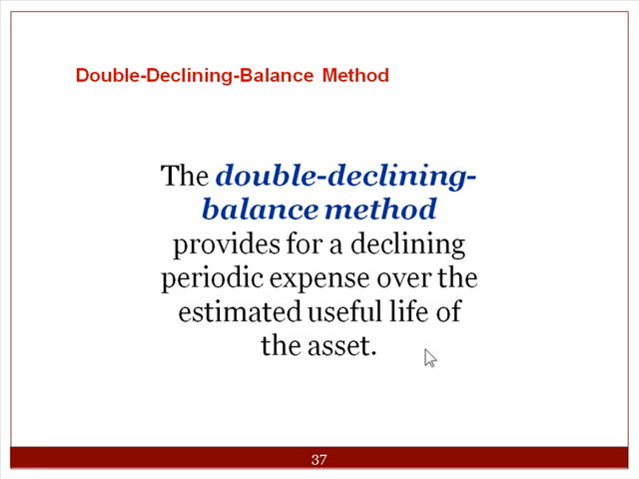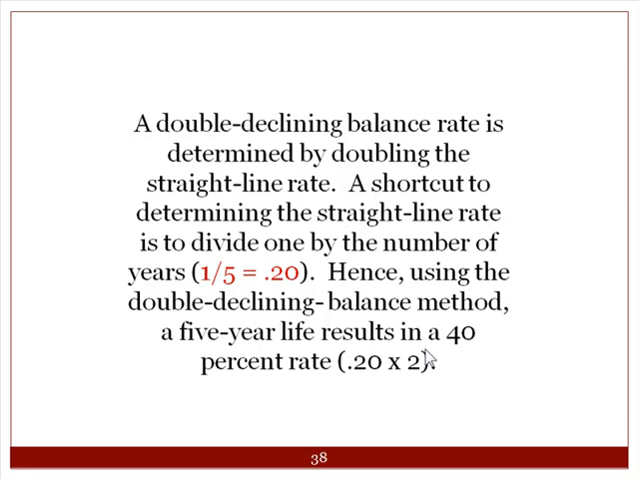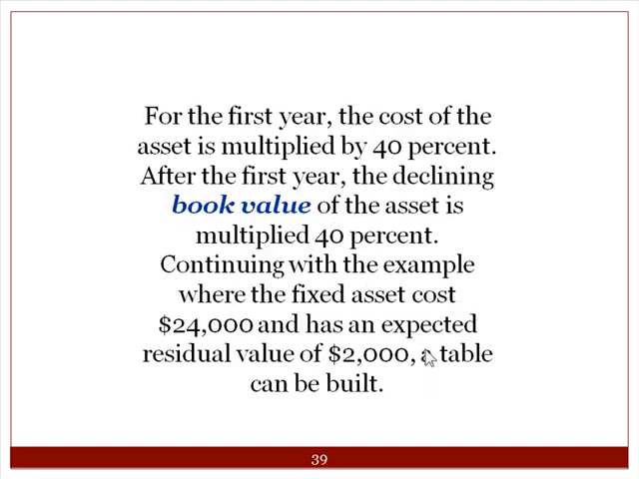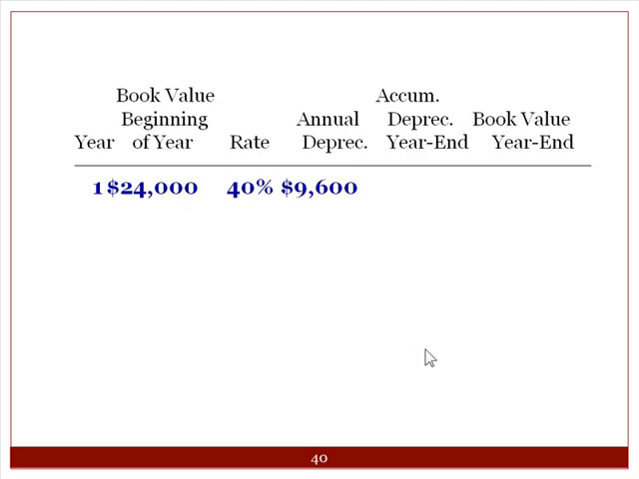The double declining balance method provides for a declining periodic expense over the estimated useful life. It's called an accelerated method, and it is twice the straight line rate. A shortcut to figure it out, that's why we did the percents a minute ago: if you have a 5-year life asset, that's a 20% asset. Double declining balance would multiply that by 2 and use 40%. So for the first year, you're going to take the 40% times the book value and then decline that down each year. Let's use an example of the $24,000 asset with the $2,000 residual value.